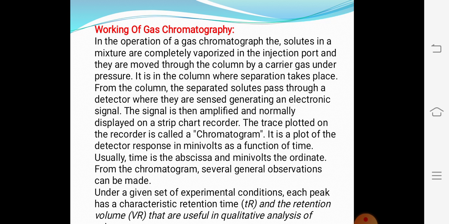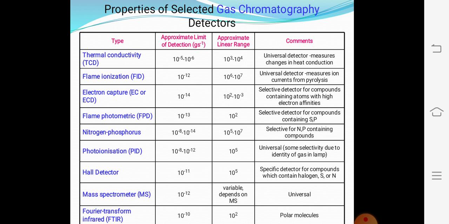The trace plotted on the recorder is called the chromatogram, and it is a plot of the detector response in millivolts as a function of time. Usually time is the abscissa and millivolts the ordinate of the chromatogram. Several general observations can be made under a given set of experimental conditions. Each peak has a characteristic retention time and retention volume that are useful in qualitative analysis of gas chromatography.